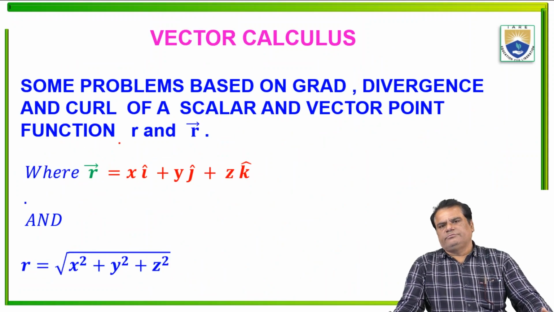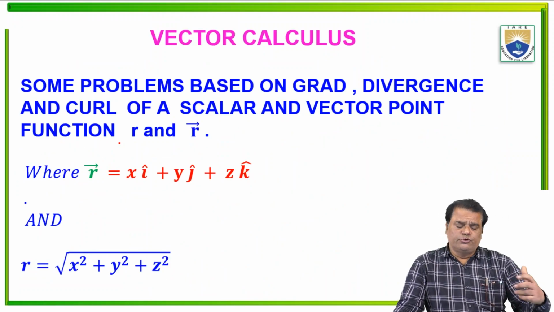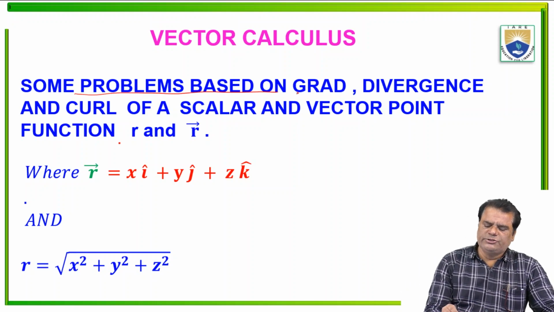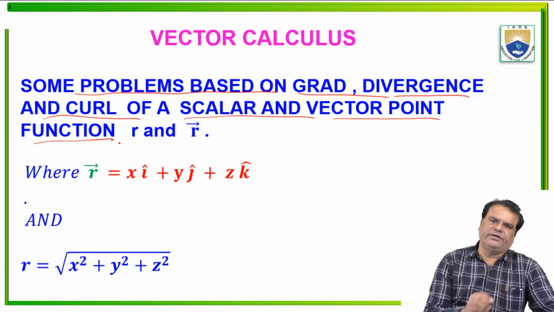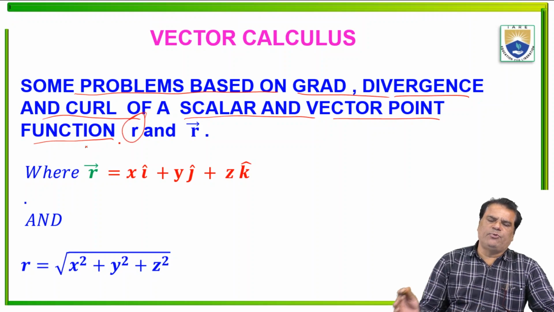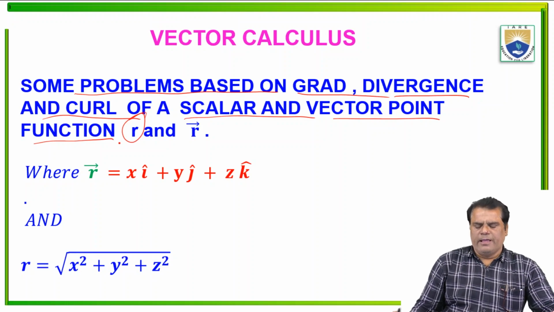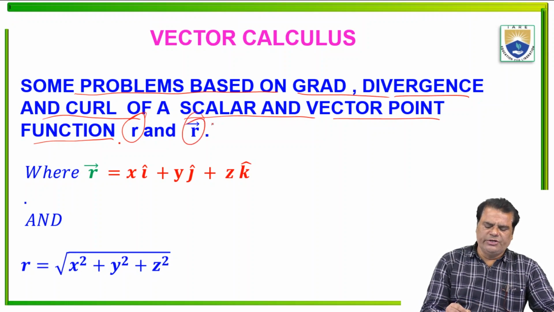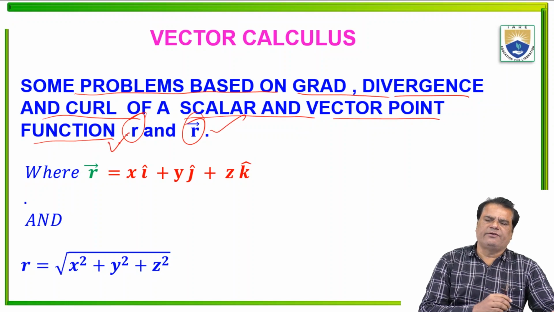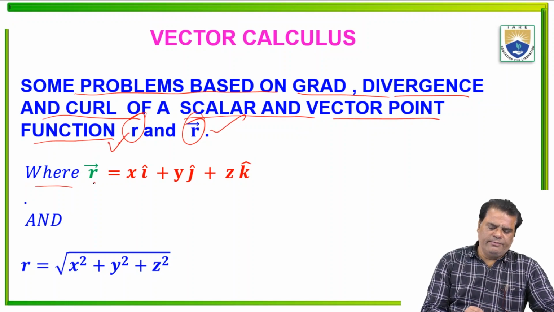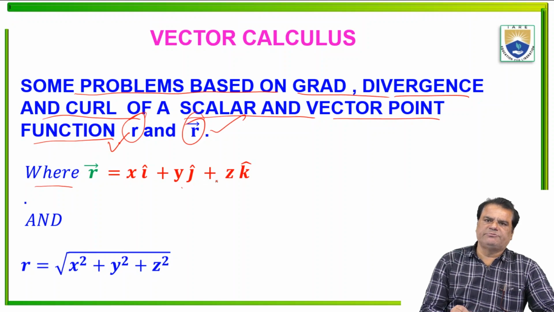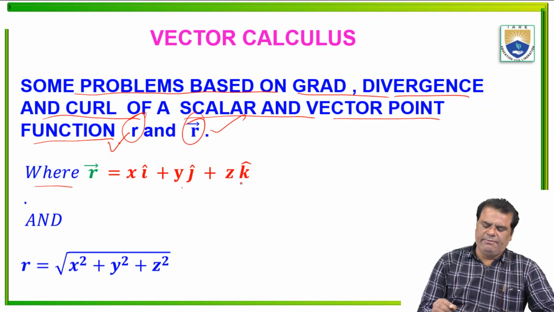So now today I want to solve some problems based on grad, divergence, and curl of a scalar and vector point function. Vector point function means r. r is the position of a point in the coordinate system. Vector r is in vector form and r is in scalar form, where vector r is xi plus yj plus zk. I have already told you about this.